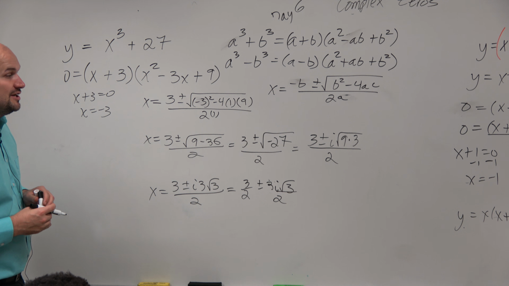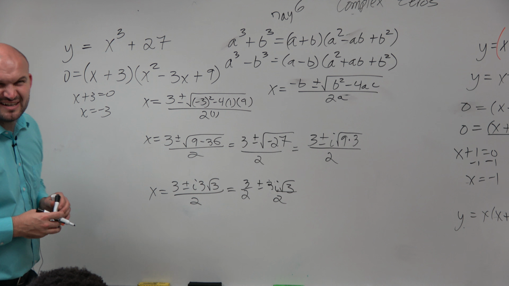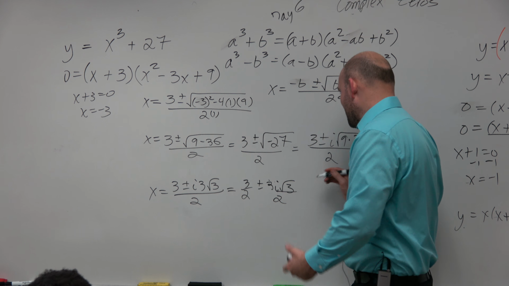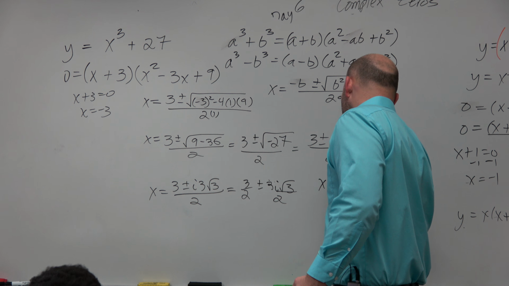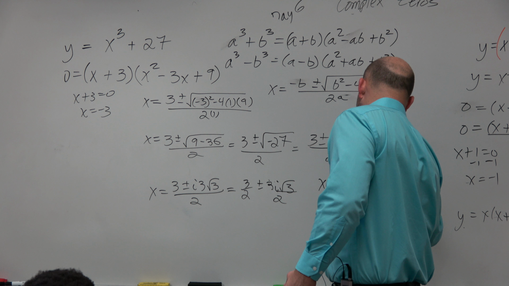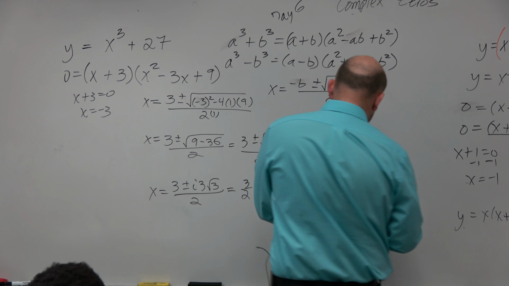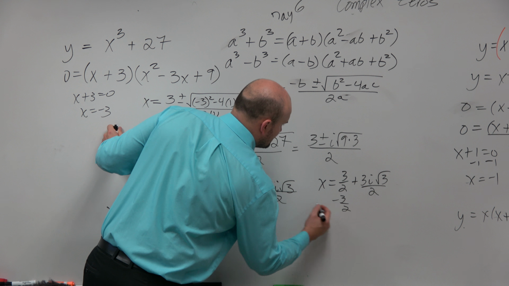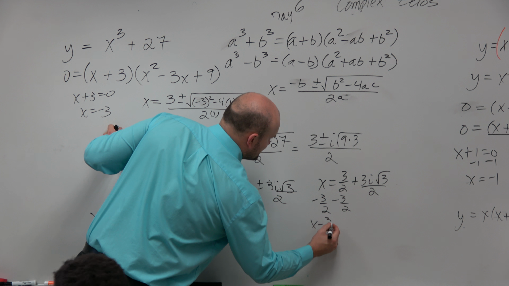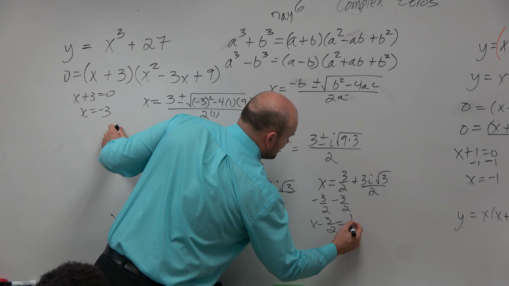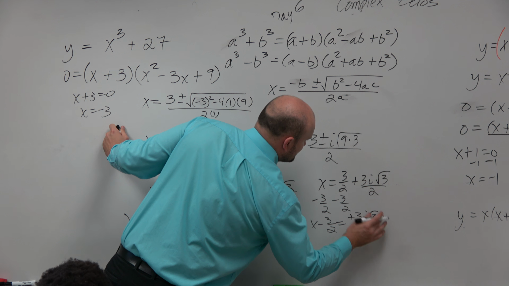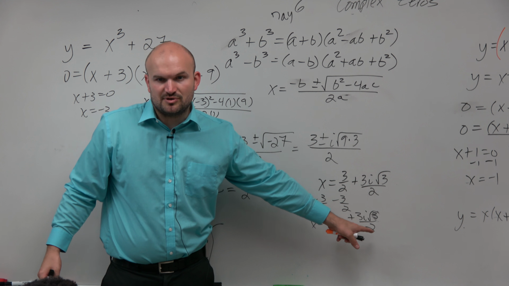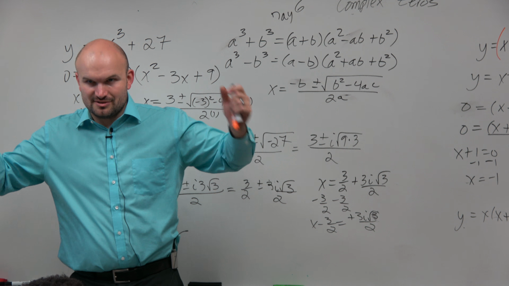Now, if I wanted to write this in linear factorization form, well, think about it. Let's just do one of them. x equals 3/2 plus 3i square root of 3 over 2. If I want to get this to equal 0, I'm just going to subtract the 3/2. So x minus 3/2 equals plus 3i square root of 3 over 2. And then what do I have to do to get that equal to 0? I just have to subtract that on both sides, right? I mean, it looks crazy because there are so many numbers.